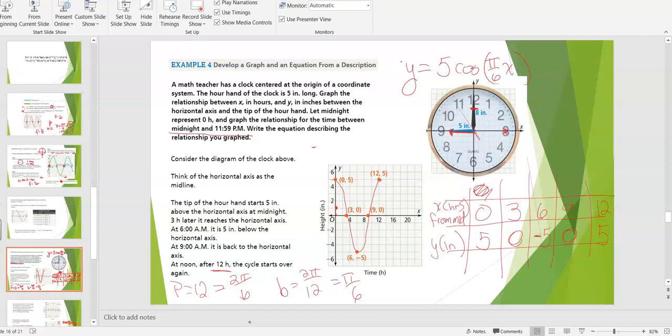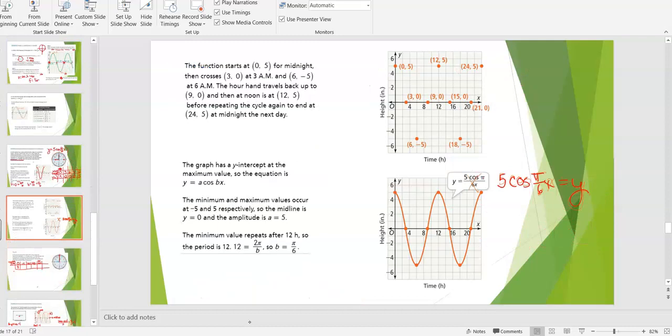So x is the hours that march on, right? And this is showing you the same thing. This shows you the 24-hour graph if you want to do it. It explains everything that I just did.